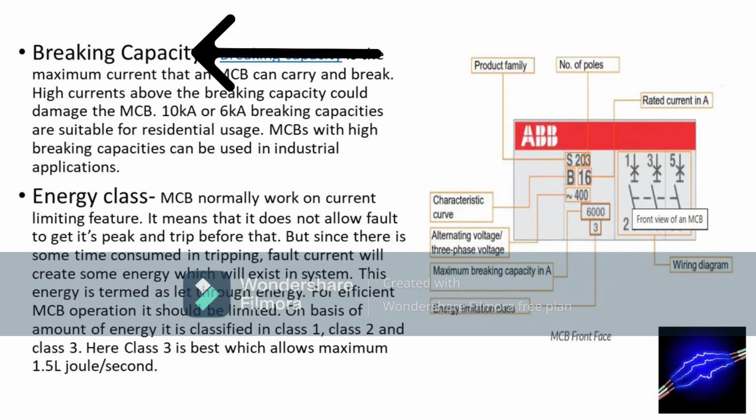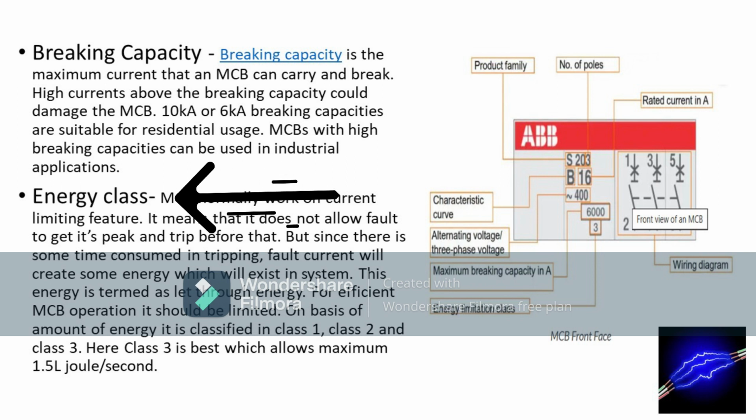So breaking capacity is basically the maximum current that can flow through the MCB. Okay, and MCB can carry the current as well as break the current without damaging itself, and that range is mostly 10 kiloampere or 6 kiloampere that is mentioned on the MCB. So as we can see here, it is mentioned as 6000 ampere. Okay, that is 6 kiloamps. So MCBs with high breaking capacity can be used in industrial application.